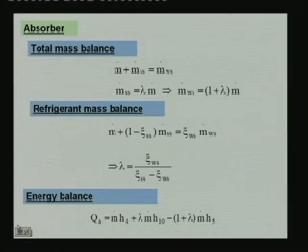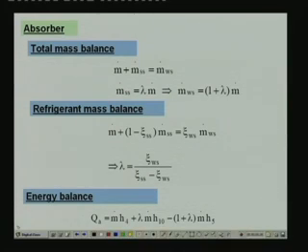Now let us come to the absorber. In the absorber we have both refrigerant as well as solution. First, let us apply the total mass balance. This is the total mass entering the absorber, and this is the total mass leaving the absorber. What is entering is the pure refrigerant mass flow rate and the strong solution flow rate from the generator. What is leaving the absorber is the weak solution. So the total mass flow rate is conserved.